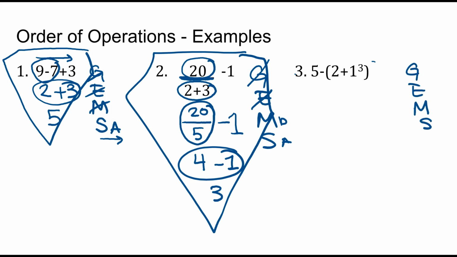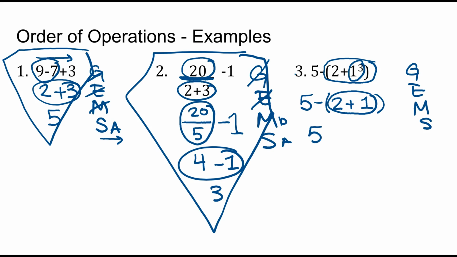All right, our last one here together. We start with our grouping symbols. We have this grouping symbol here, but inside of that grouping symbol are more operations. So we look at GEMS again, and there is an exponent. So we're going to bring down the 5, the minus, keep that parenthesis. 1 to the third power is 1. Inside, we're going to deal with that grouping symbol. There's only one operation, so that's the one we do. So we get 5 minus. Now, because there's no number in front of that parenthesis, we can simply bring down and get rid of the parenthesis. 5 minus 3 is 2.